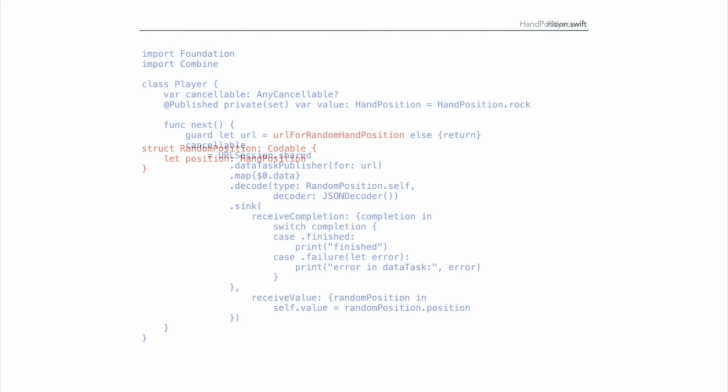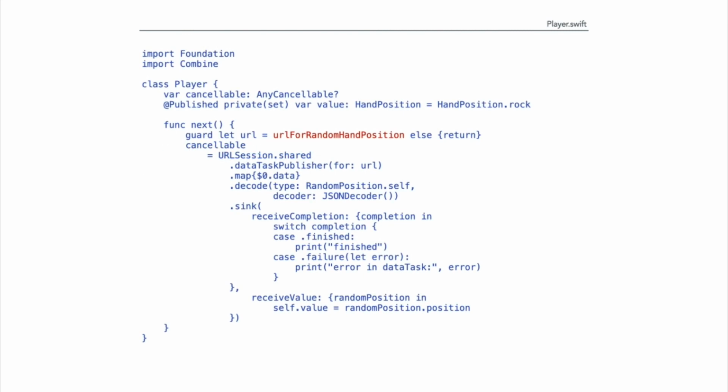So what changes in player? My endpoint has changed, so I get a different URL for RandomHandPosition. Instead of taking my data and transforming that into a string and that into an int and so on, I take my data and I use a JSON decoder to turn it into a random position. I know, I wish it was harder. That's it. My sync is the same for completion, for finishing, and for failure.